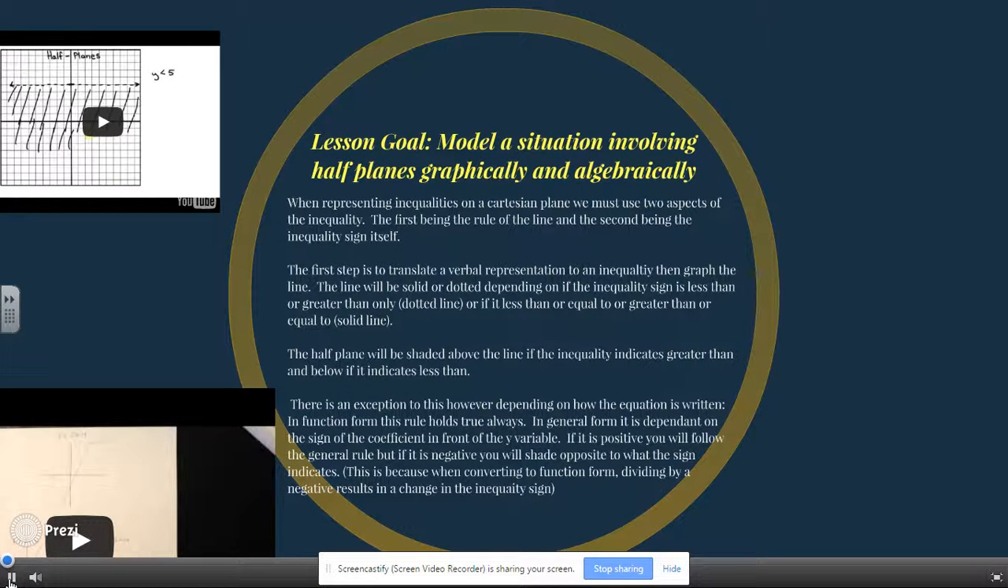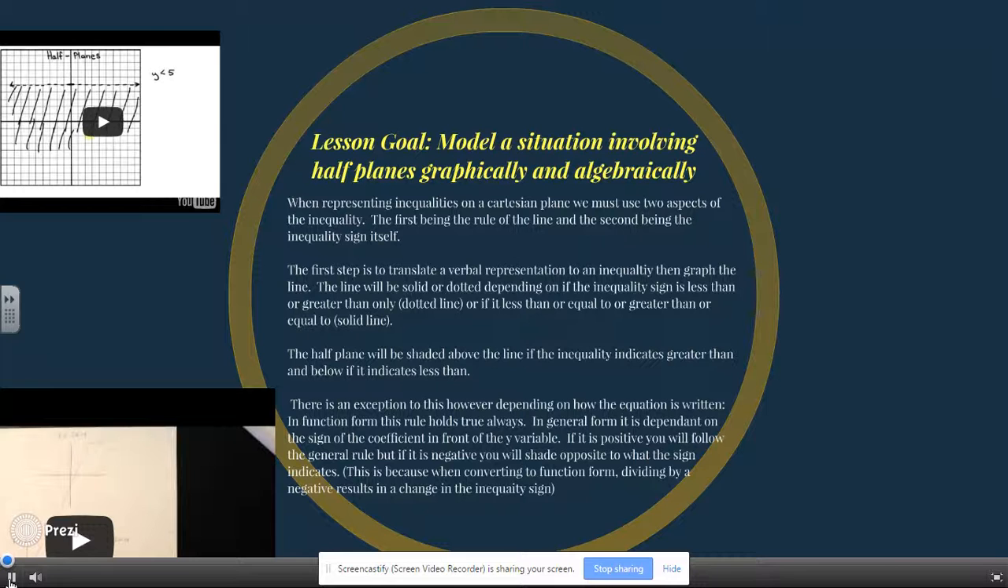The goal of this lesson is to model a situation involving half-planes graphically and algebraically. When representing inequalities on a Cartesian plane, we must use two aspects of the inequality, the first being the rule of the line and the second being the inequality sign itself. The first step is to translate a verbal representation to an inequality, then graph the line.